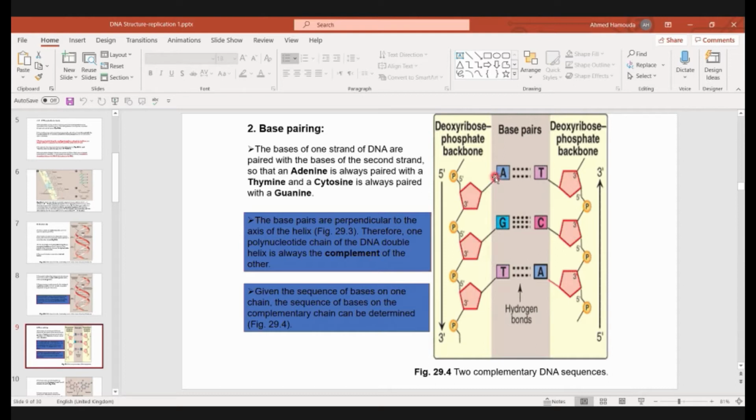So if I give you the sequence of one strand, you should get the sequence of the other one. If I give you, let's say, this is C on the first strand, automatically you know the other should be a G. If I give you a T on one strand, the other will be A.